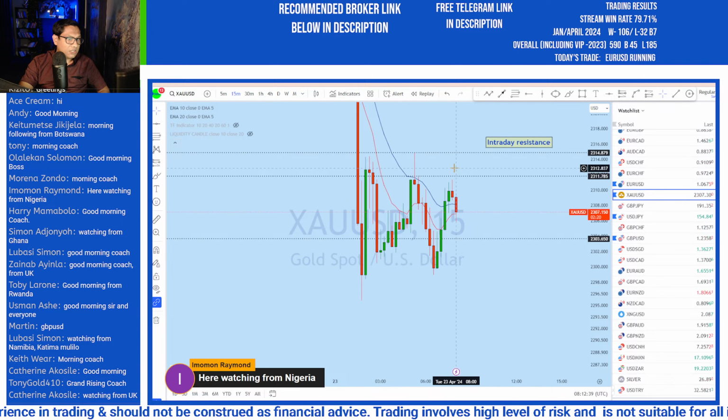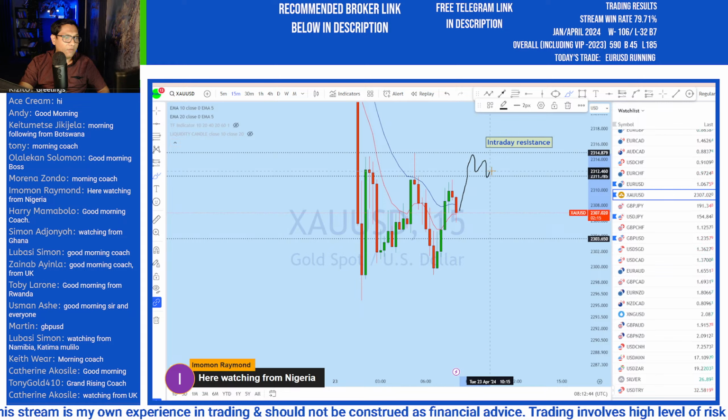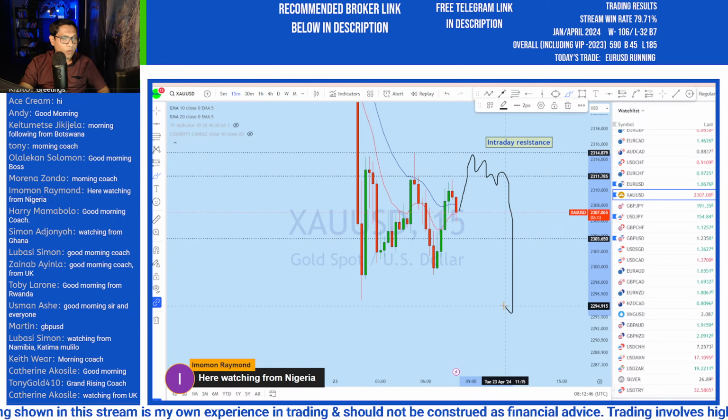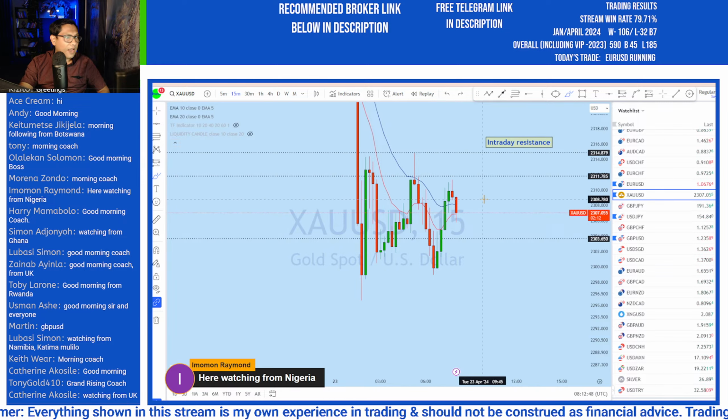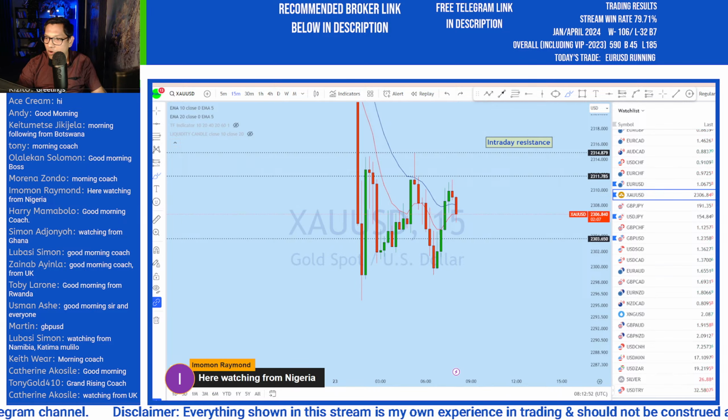So this is an intraday resistance zone. We'll be waiting for gold first to revisit that level or grab liquidity from here, then we can look for entry opportunity on gold.